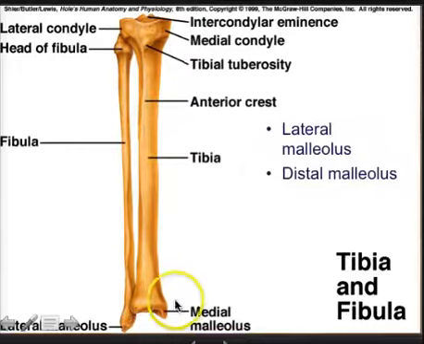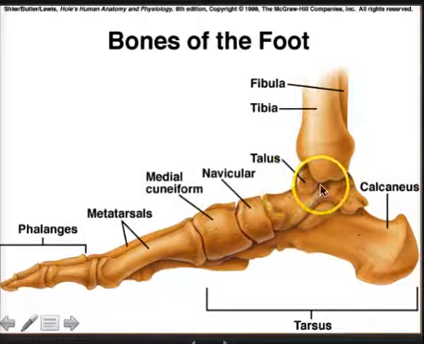It also has a medial malleolus. It is the medial portion. Malleolus comes from the word hammer, but it's a mystery as to why it's called that. Here is the head of the fibula, and we have the lateral malleolus on the fibula side, which will make up your ankle bone. Tibia will articulate with the talus.